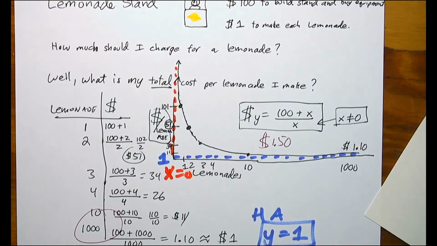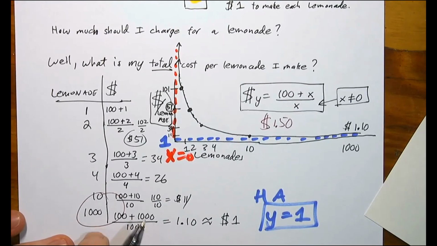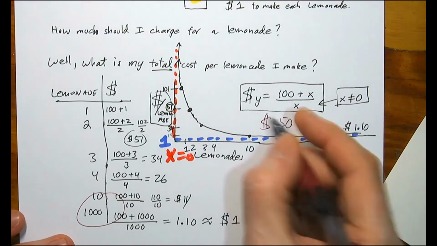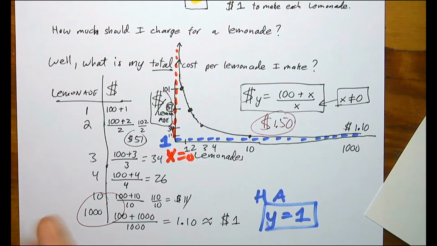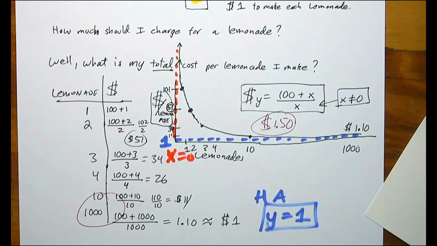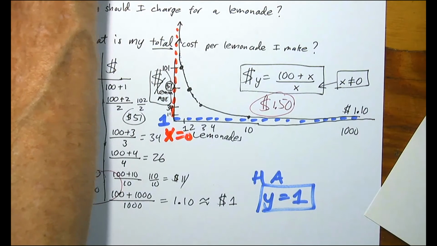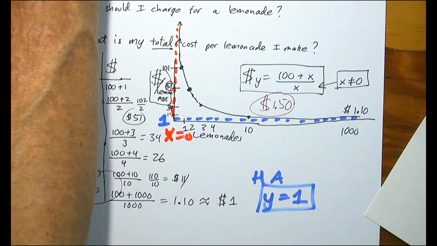And that's how places like In-N-Out Burger can keep their prices down. They sell so many, they can keep the price low and still make a profit. But if they don't sell that many, they have to charge more. Okay, so that's pretty cool. Let's talk about some shortcuts of how to find these asymptotes, how to get those horizontal and vertical asymptotes.